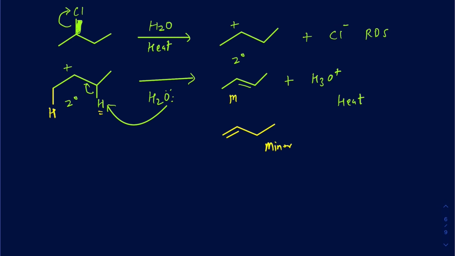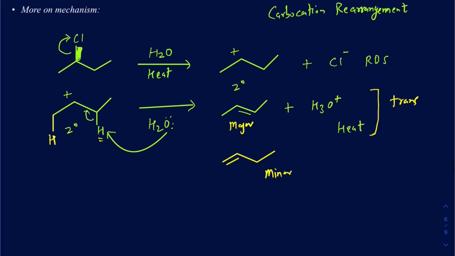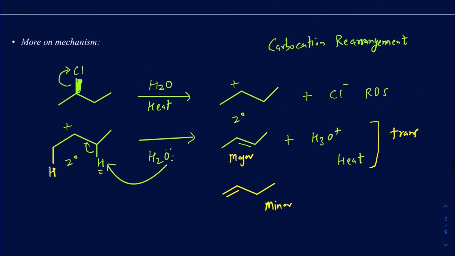Your E1 mechanism is always going to give you the Zaitsev product, which is going to be the most substituted, and obviously, in terms of stereochemistry, it's going to be the trans product as well. Because in this particular case, there's not much restriction as far as having your leaving group and your proton in an anti-elimination. As a result, this is always going to be the trans and the Zaitsev product. So that's all you really have to know about the E1 mechanism.